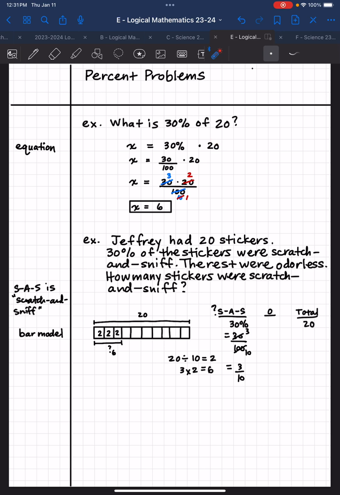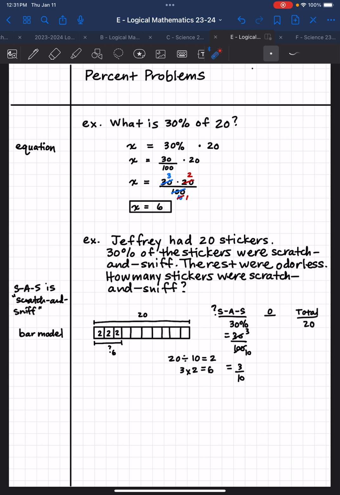Now we are looking at this equation, and we notice that the goal of the equation is to get the variable, or the letter x, by itself. X is already by itself, so I don't need to do anything to the left side of the equation. All I have to do is simplify the right side of the equation. So I write 30%, which is 30 hundredths. So I have x equals 30 hundredths times 20. Now what am I doing here? I'm multiplying fractions, so I'm going to use the product formula. 30 times 20 all over 100. So x equals 30 times 20 all over 100.